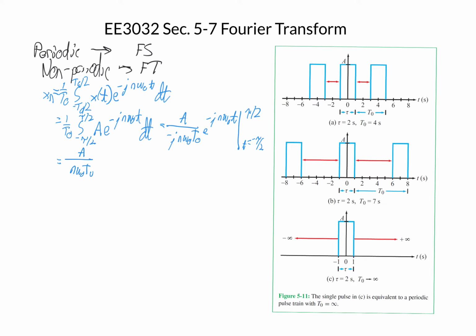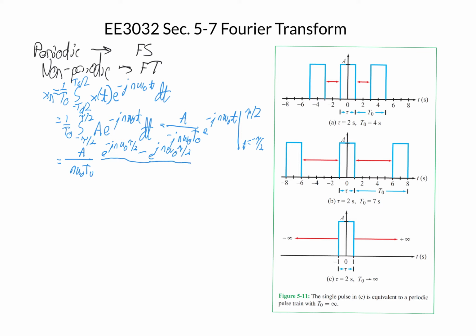But let's substitute in the upper limit. So we replace t with tau over 2 at the upper limit, and we're going to write this as the numerator of a fraction. We'll see why in a second. So I have e to the minus j n omega naught, and the t becomes tau over 2. And then at the lower limit, t is negative tau over 2. So when I multiply that out, the negative sign in the exponent goes away, and I have plus j n omega naught tau over 2.